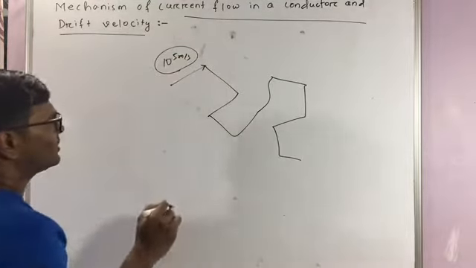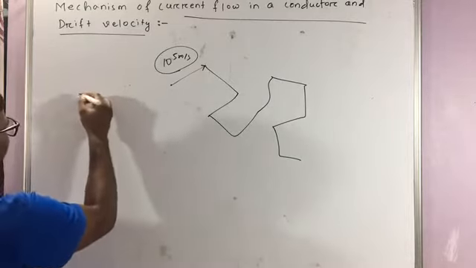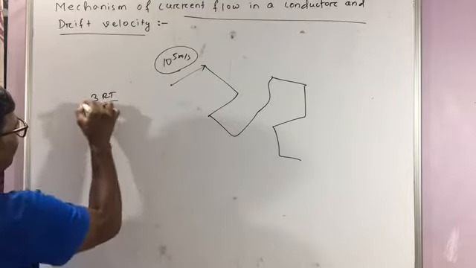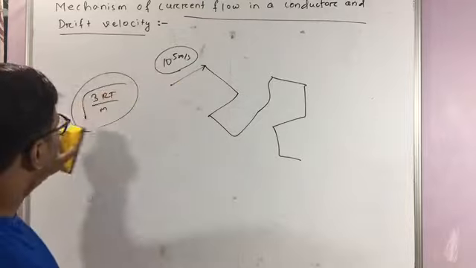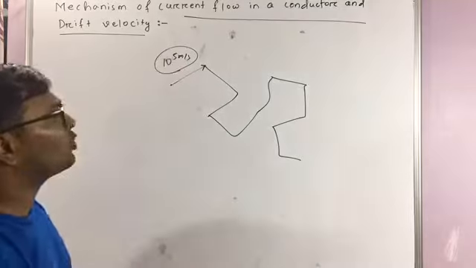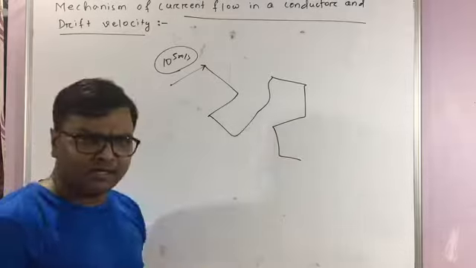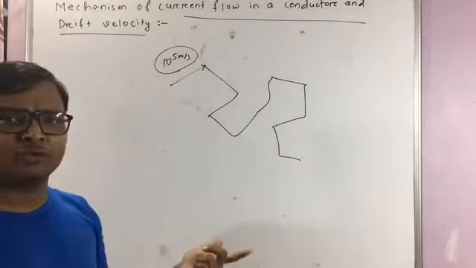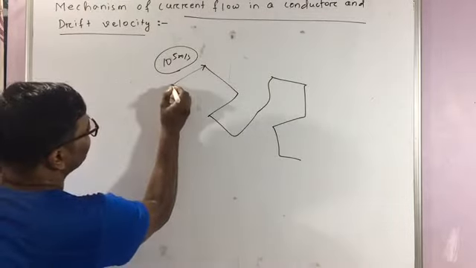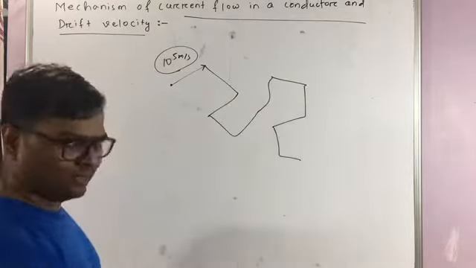You can calculate that using your speed distribution formula, the RMS speed, square root of 3RT by M. If you apply it for the electron, you find the order of magnitude is 10 to the power 5 meter per second. This is called the thermal velocity. Suppose in a conductor there are, let's say, 100 electrons. All the electrons are in a state of random motion. Considering a particular electron, this is the path in which it will move, though actually it is a random one.